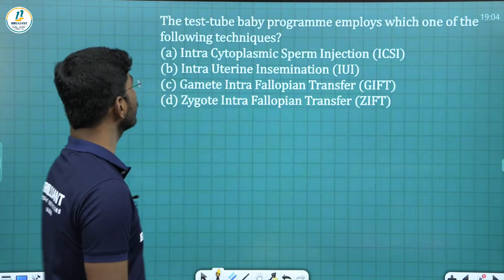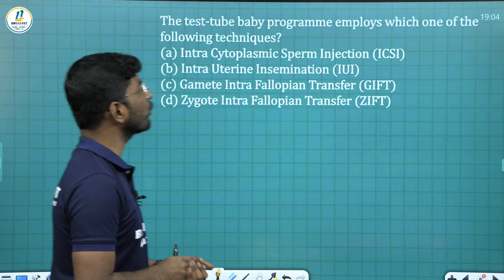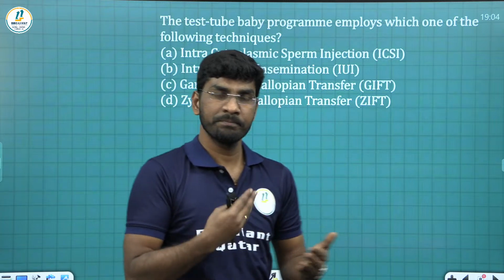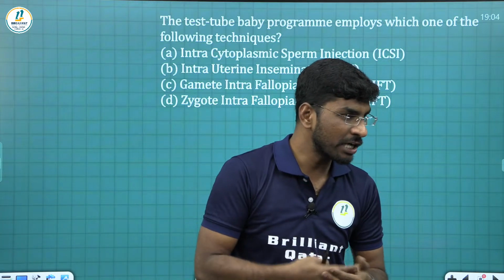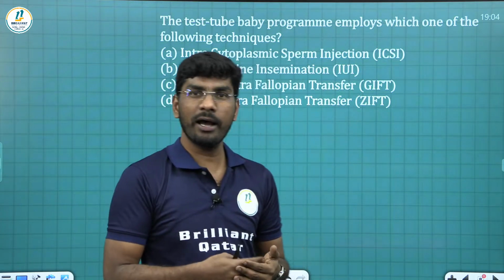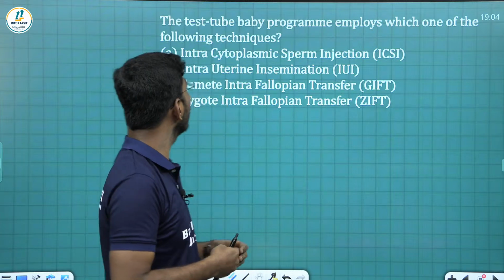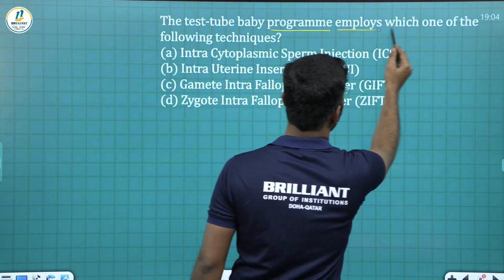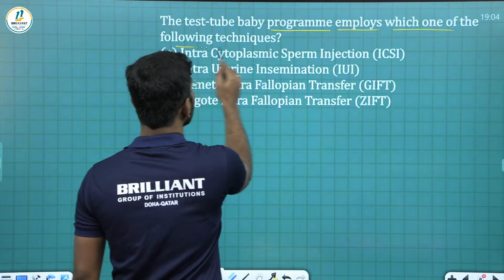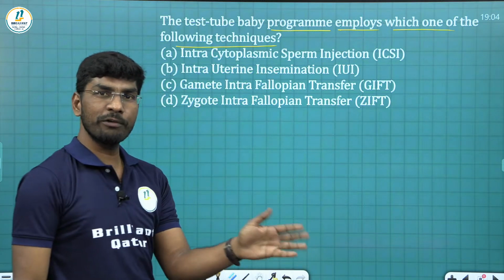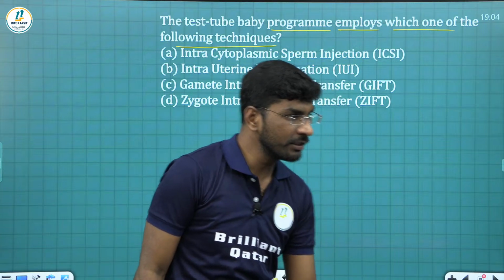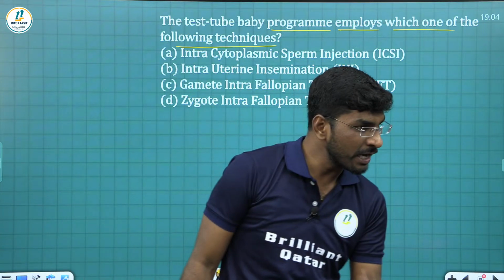What about this 8th question? The test tube baby program. Try. Ridya, try this. Isham, Sach, try this, beta. Usna, Naina, try this one. What is given? The test tube baby program employs which one of the following techniques? Which one of the following techniques is the test tube baby program going to employ? Good, beta. Yes, very good.